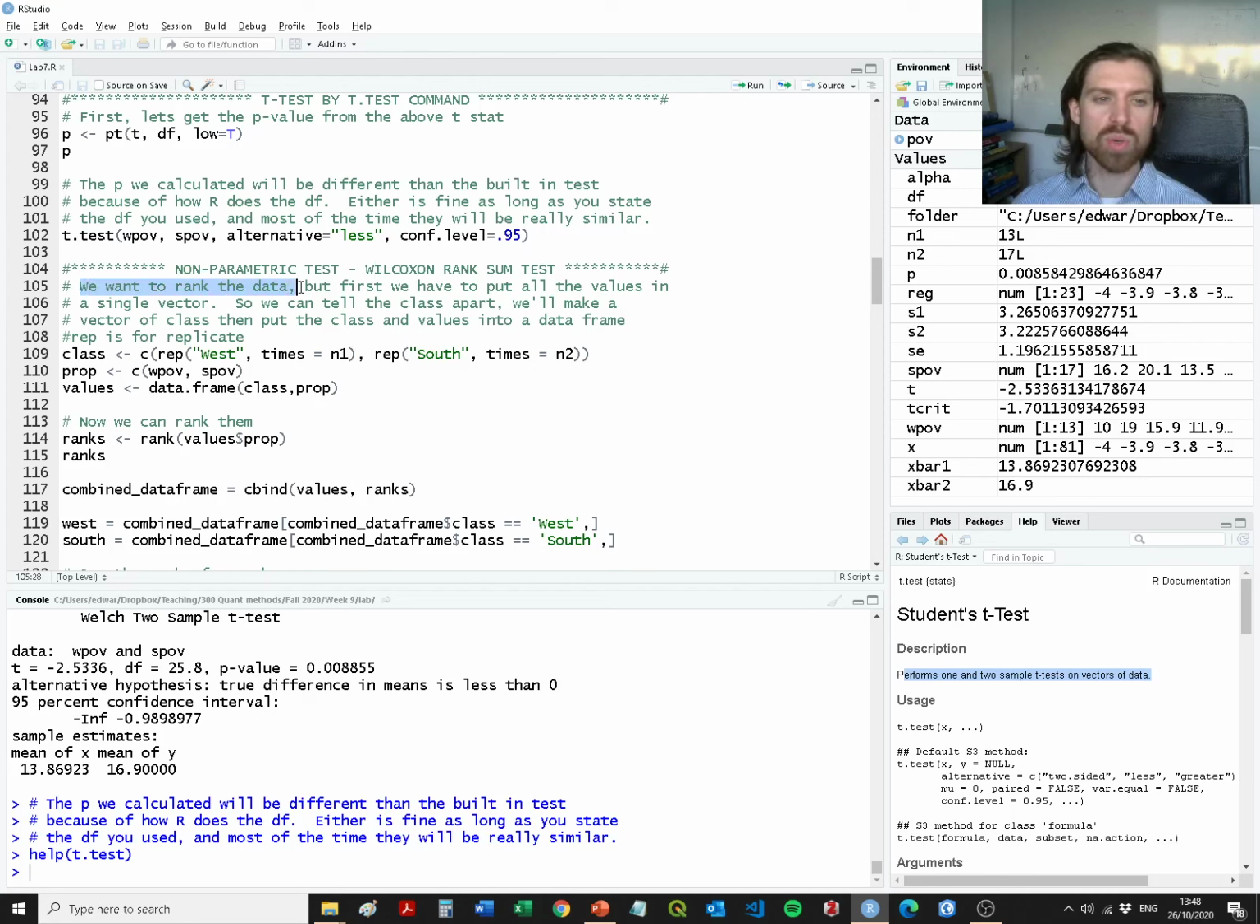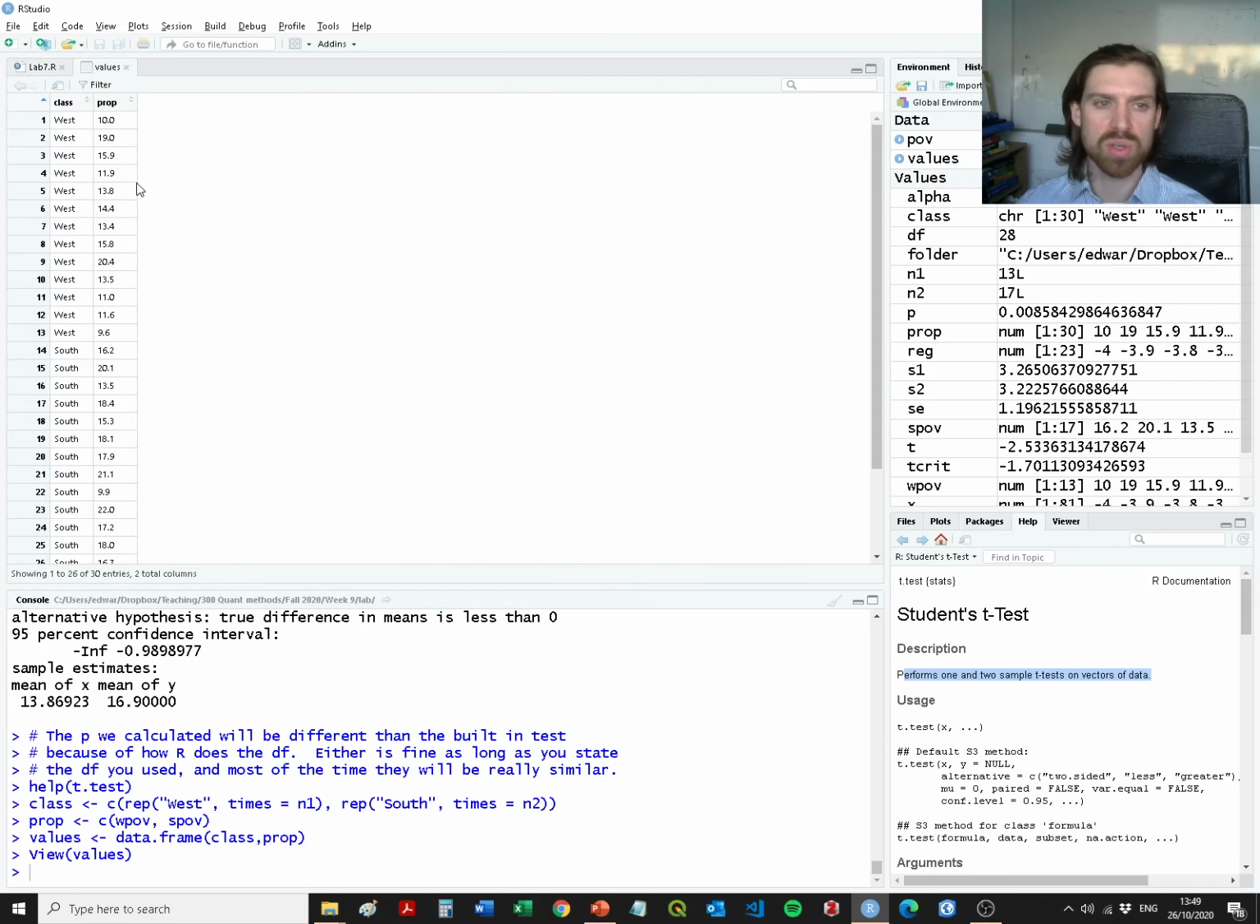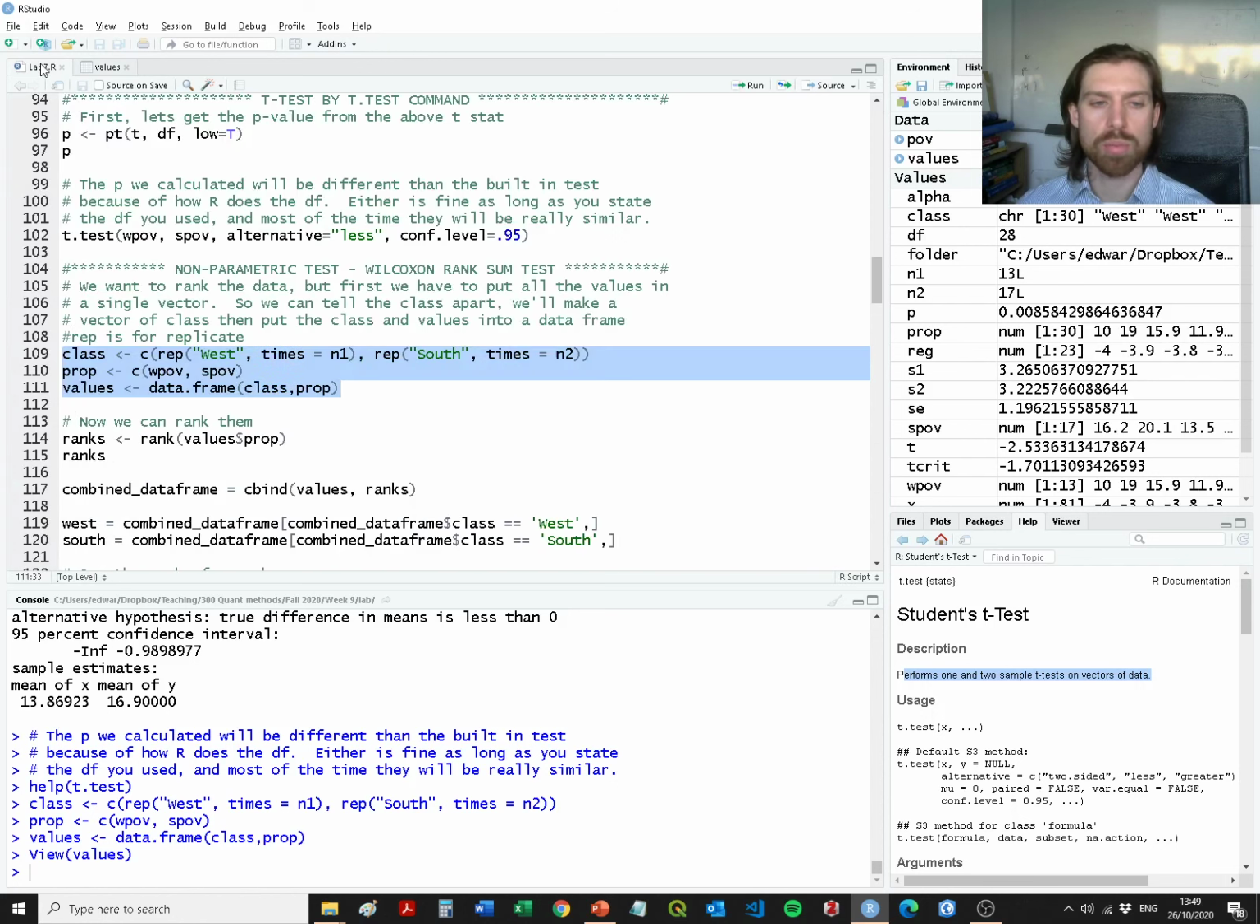Firstly, we'll need to actually rank the data. We need to put all of the values in a single vector, and we need to be able to identify the difference between the values. So essentially what I'm going to do here is create a data frame called values that you're able to look at. We have the class, which is the region basically, so whether it's from the west or the south, and then we have the poverty rate just here in the prop column.